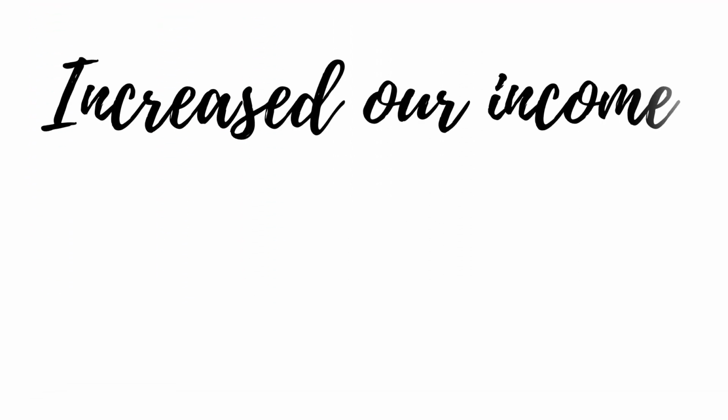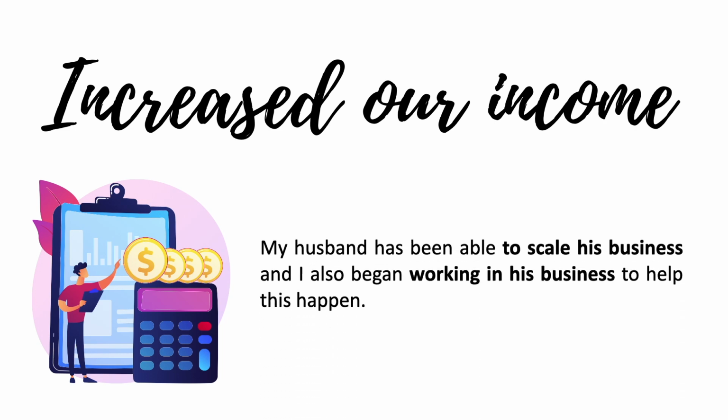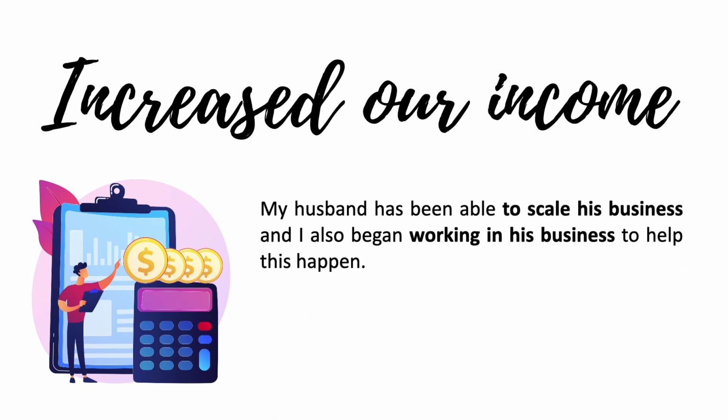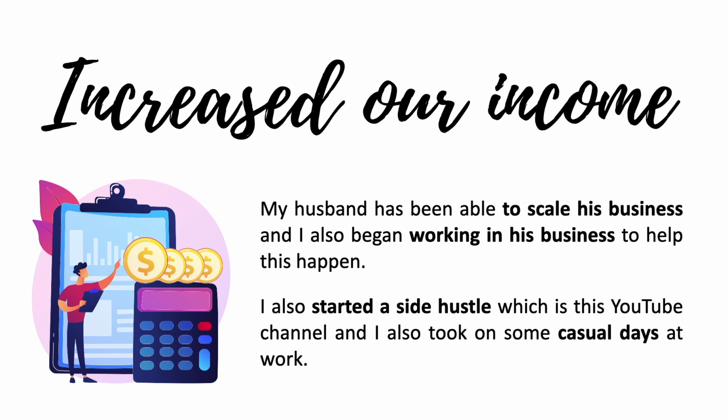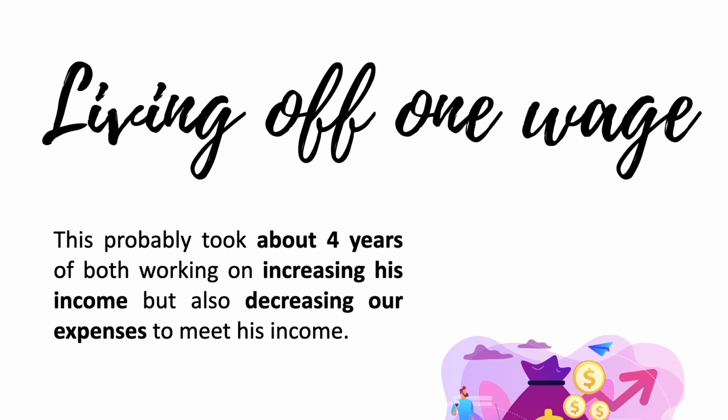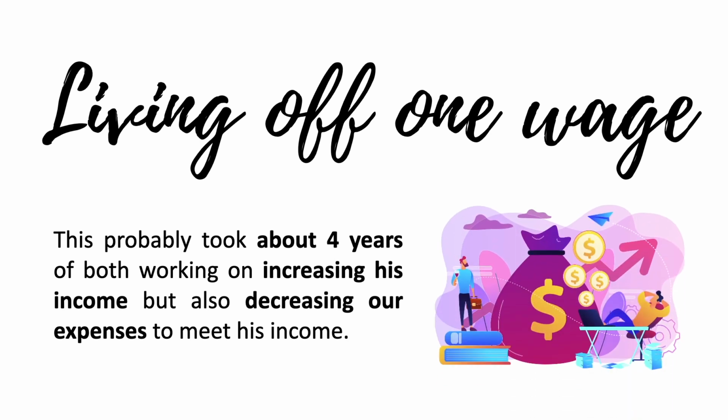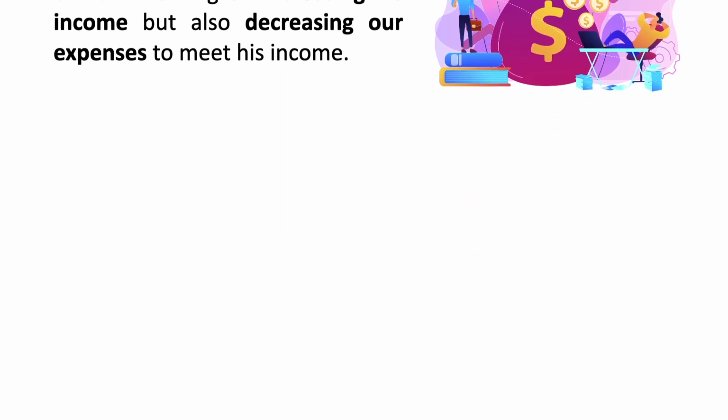The big one for us was that we increased our income. My husband has been able to scale his business, and I also began working in his business to help this happen. I also started a side hustle, which is this YouTube channel, and took on some casual days at work. Increasing my husband's income allowed us to then live off one wage, and I think this has had the biggest impact. This probably took about 4 years of both working on increasing his income, but also decreasing our expenses to meet his income, which leads to our next strategy.